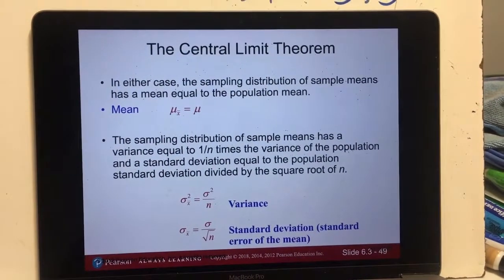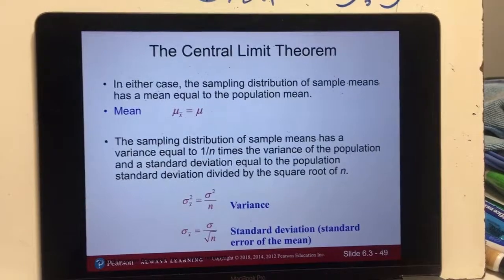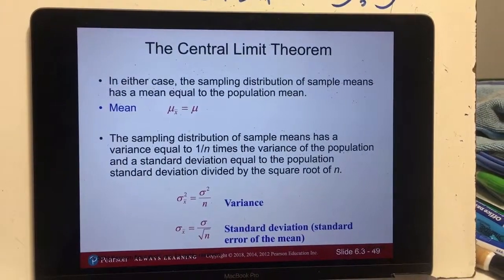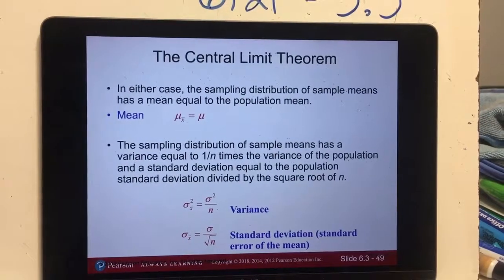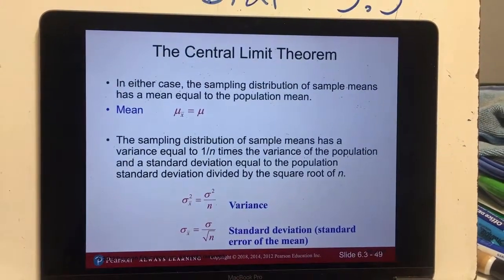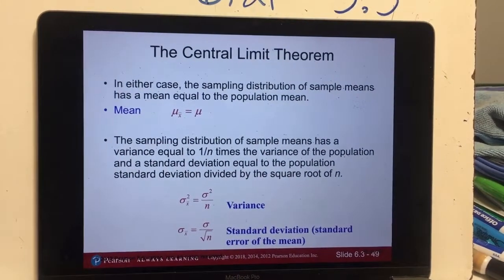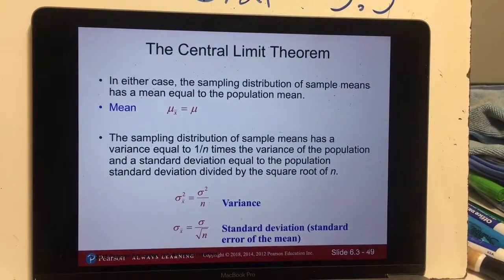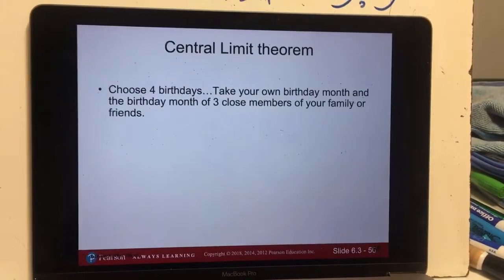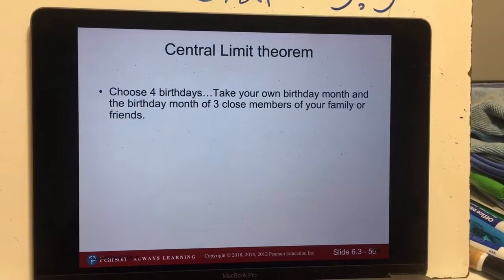So you can see that 6.3 and 6.4 are very tied together. So even though 6.3 did not have a lot of homework questions in it, you're using all of the knowledge from 6.3 to be able to understand what the central limit theorem is telling you. Okay, so the central limit theorem, this is pretty cool.